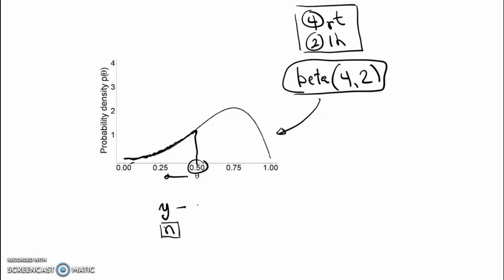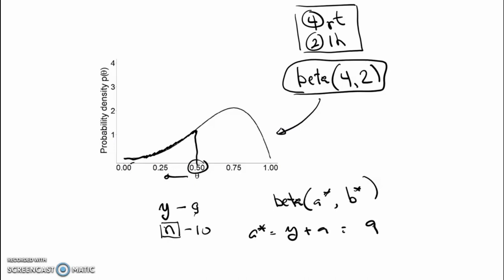Let's say I do this. I get Y is equal to 9 out of 10 people that are sampled. And then I just use the formula beta A star, B star. A star equals Y plus A equals 9 plus 4 equals 13. And B star equals N minus Y plus B, which gives me 10 minus 9 plus 2 equals 3.